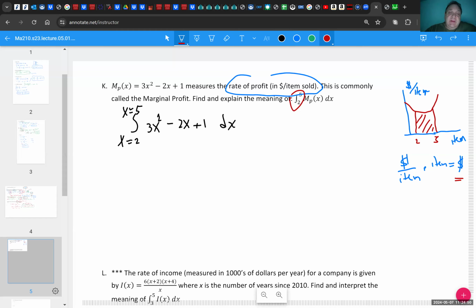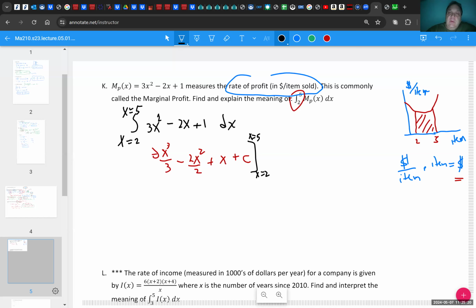I'm going to antidifferentiate this thing. The antiderivative of 3x squared is 3x cubed over 3, or just x cubed. And the antiderivative of minus 2x is minus 2x squared over 2, or just minus x squared. The antiderivative of 1 is just x, and we do get a constant of integration. And we're going to evaluate this from 2 to 5.